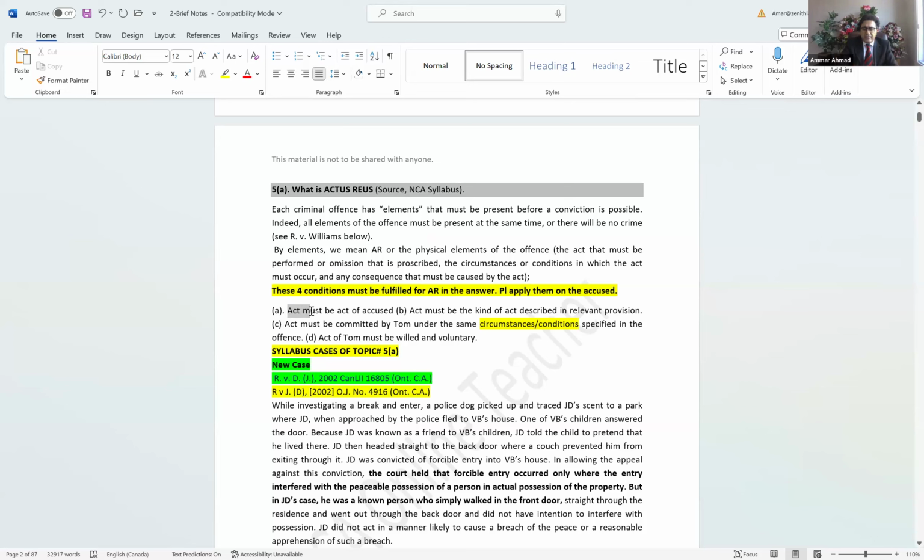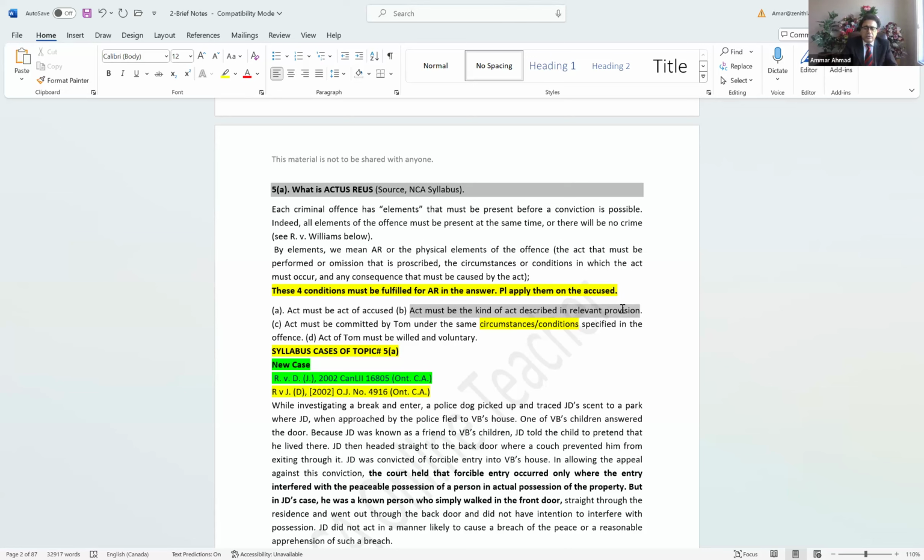Whatever act is committed, that act must be committed by the accused. So if there are two accused in a problem situation, you have to determine which act has been committed by whom. The second requirement is that the act must be the kind of act described in the relevant provision. Again, apply that to the fact pattern question. The act should be of the same kind which has been mentioned in the relevant provision.